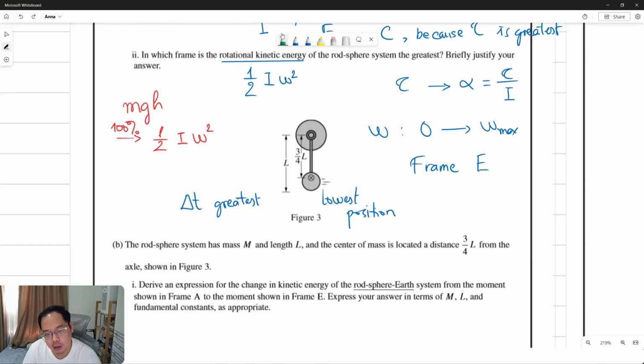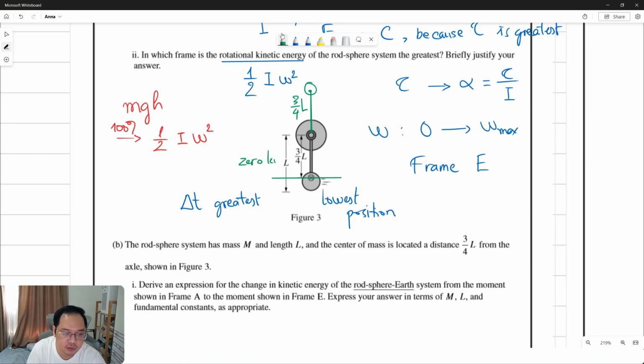In frame A, the sphere is here, and the position of the center of mass is here, a little bit lower. The distance from the center of mass to this axis of rotation is 3/4 L also. We would choose the lowest position of the center of mass as the zero level of the potential energy, PE.